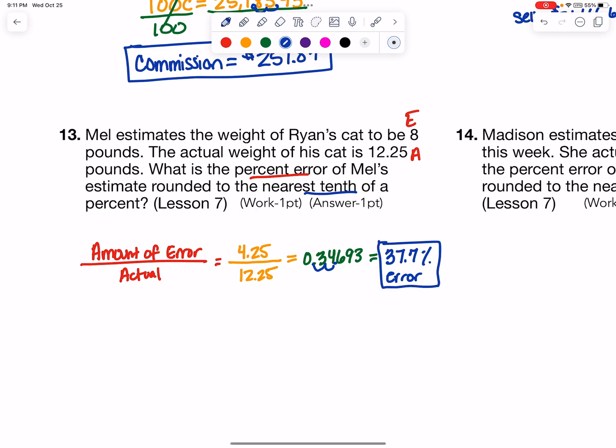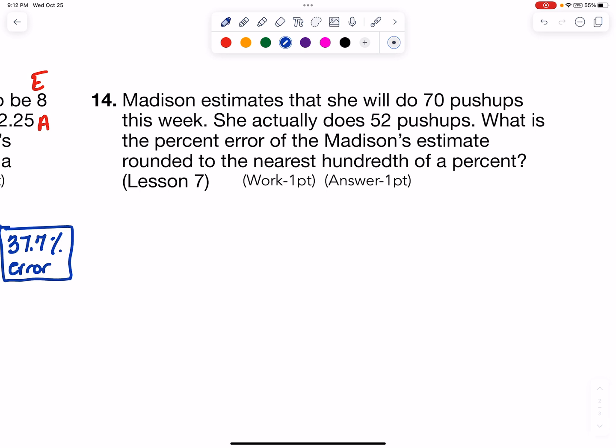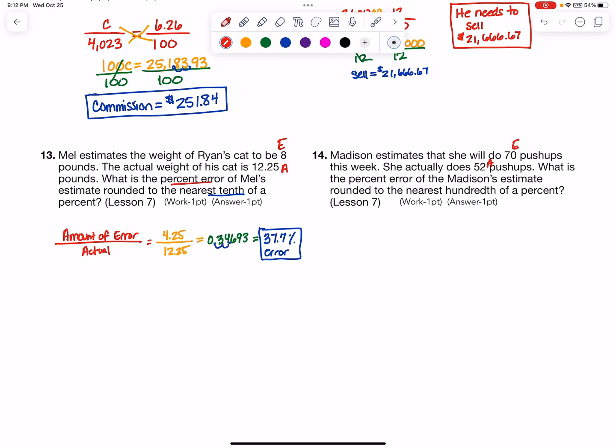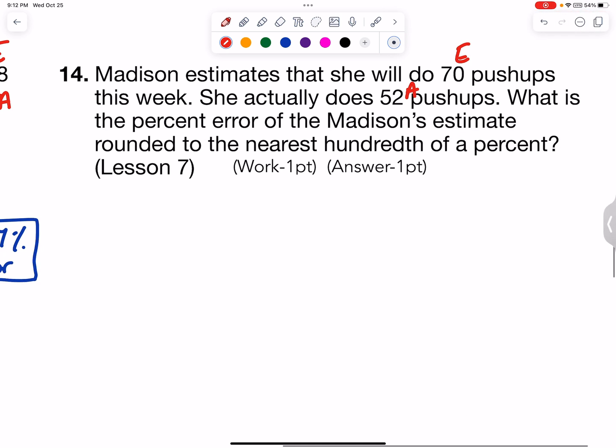Okay. All right. Let's go ahead. The last question, which is Madison. Madison estimates that she will do 70 push-ups this week. She actually does 52. Here's my estimate. Here's my actual. We know what the percent error formula is, amount of error over actual. So what was her amount of error? Well, we guessed 70, but she actually did 52, so minus 52. So we were 18 off. So my amount of error is 18. What was the actual? We'll compare it with the 52.